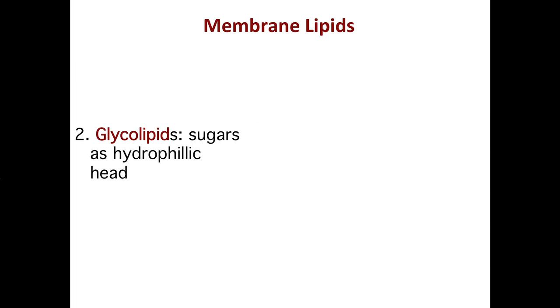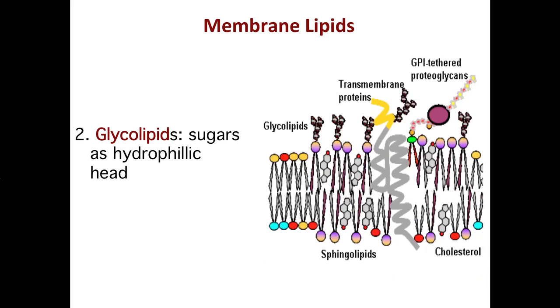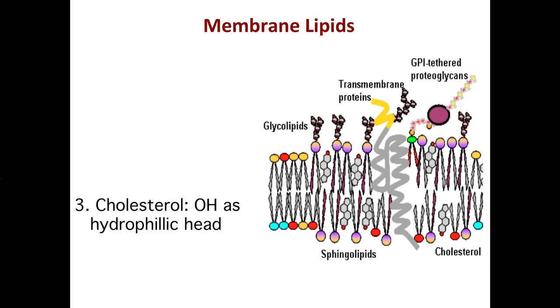Then we also have glycolipids. As its name implies, glyco stands for carbohydrates, so these are lipids that are covalently linked to a carbohydrate. And the carbohydrates, if you notice on this picture, are always on one side of the membrane only. So that would be on the external side of the cell. They would not be found in the cytoplasm. Then the third type of lipids are the cholesterol, and cholesterol, as we already mentioned, is amphipathic, and has an OH hydroxyl group that is the hydrophilic side.